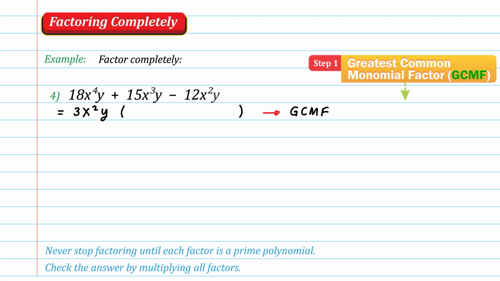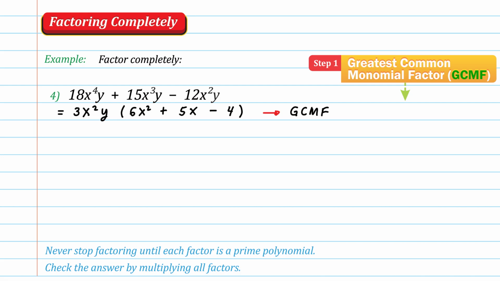Now, we divide each term by 3x squared y. 18x to the fourth y divided by 3x squared y is 6x squared. Divide 15x cubed y by 3x squared y, it's equal to 5x. Lastly, negative 12x squared y divided by 3x squared y is negative 4. The factored form is now 3x squared y times the quantity 6x squared plus 5x minus 4.